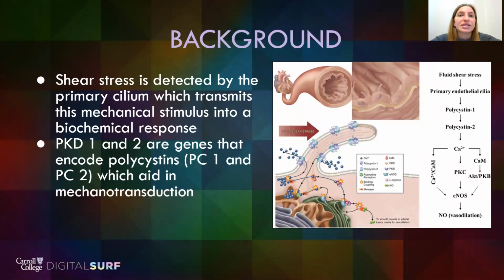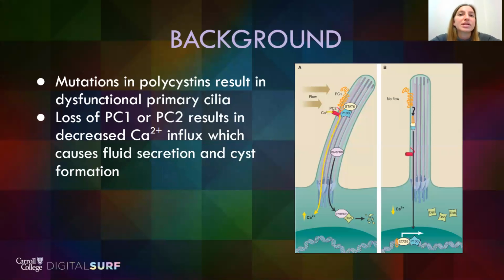ADPKD is a hereditary disease that results from mutations in PKD genes, which code for transmembrane proteins called polycystins. Polycystins aid in mechanotransduction, so when they're mutated, the result is a dysfunctional primary cilium. Loss of polycystins, such as PC1 and PC2, causes a decrease in calcium influx, which results in fluid secretion. This ultimately causes renal failure due to the development of renal cysts in the kidneys from this fluid secretion.